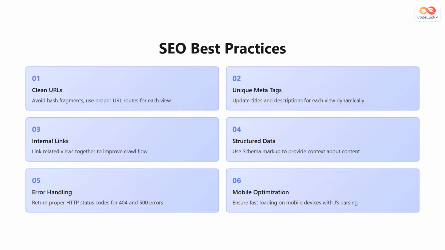Here are 6 important best practices for optimizing single-page applications for search engines. First, use clean URLs without hash fragments and create proper URL routes for each view instead of using hashtags. Second, ensure each view has unique meta tags, including distinct titles and descriptions that update dynamically. Third, create internal links between related views to help search engines understand your site structure. Fourth, use structured data markup like schema to provide context about your content to search engines.